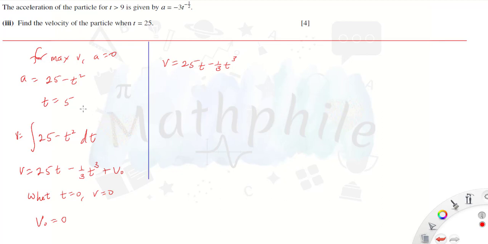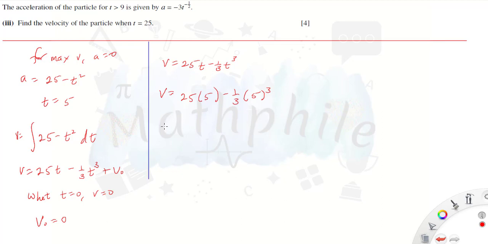So there's the velocity function, and I know the time at which the velocity is maximum. At that time, t is equal to 5. So all I need to do is to substitute this into this, and I'll be good to go. So maximum velocity gives v equal to 25 multiplied by 5 minus 1/3 times 5 raised to the power 3. And I think you should be able to simplify this.